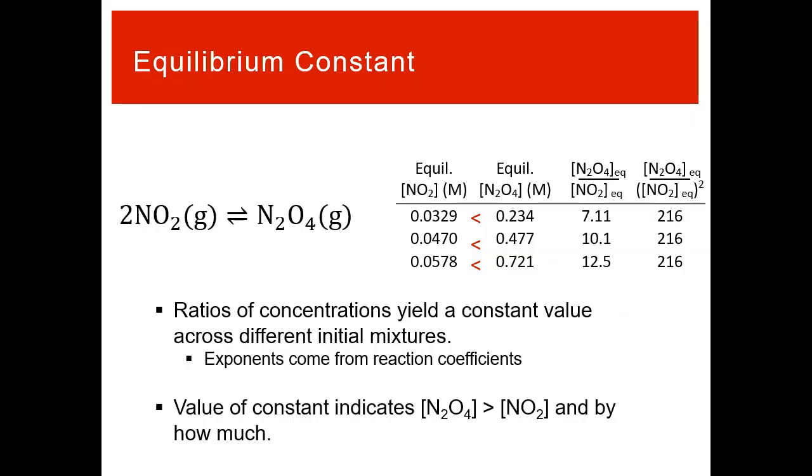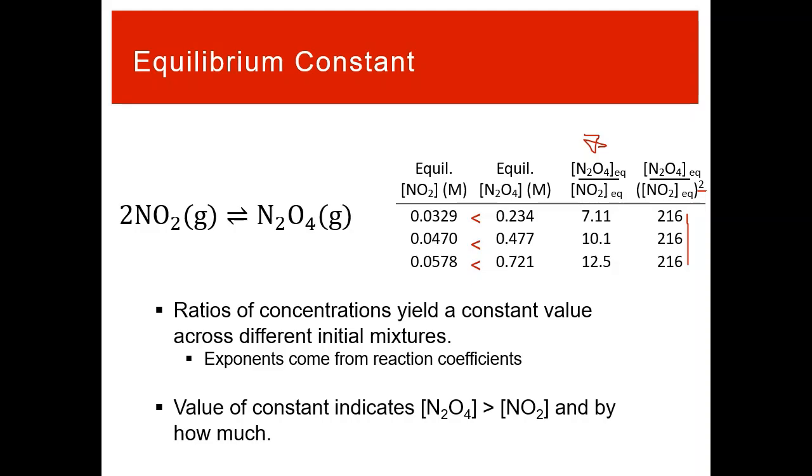Since we're looking at relative trends, we can start to think about taking ratios. Okay, there's more N2O4, well, how much more? If we just take a simple ratio, the concentration of N2O4 to NO2, we get similar numbers, but not quite right. We can see that what we end up having to do is take an exponent. We get a 2 if we square the concentration of NO2 once the system reaches equilibrium. We can see that we get the same number every single time, 216. So this is a constant value.